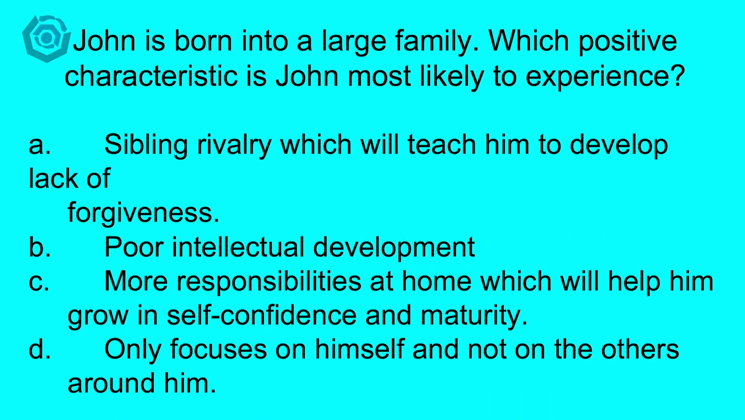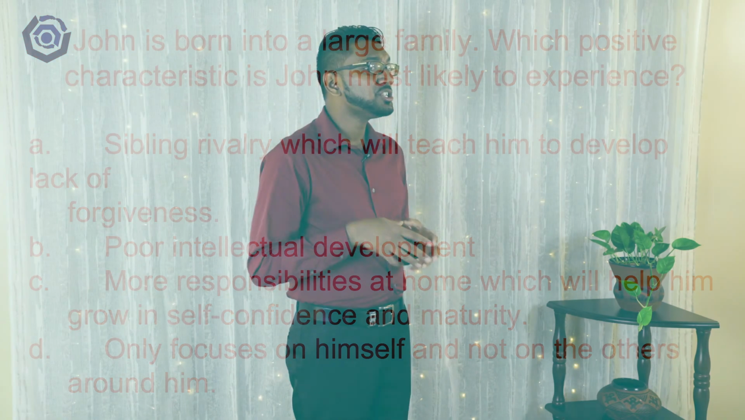Our third multiple choice question. John is born into a large family. Which positive characteristic is John most likely to experience? Is it A, sibling rivalry, which will teach him to develop lack of forgiveness? Is it B, poor intellectual development? Or is it C, more responsibilities at home, which will help him grow in self-confidence and maturity? Or perhaps it is D, only focuses on himself and not on the others around him.